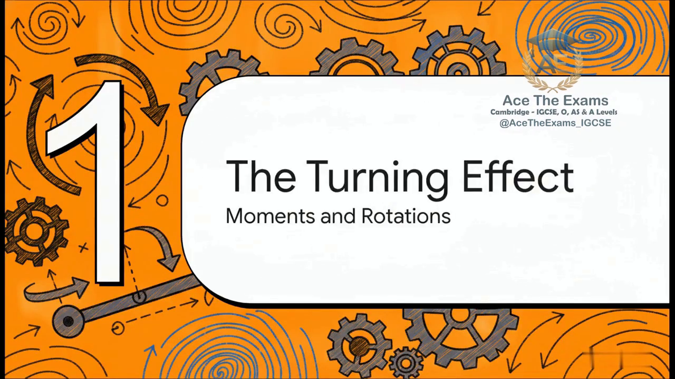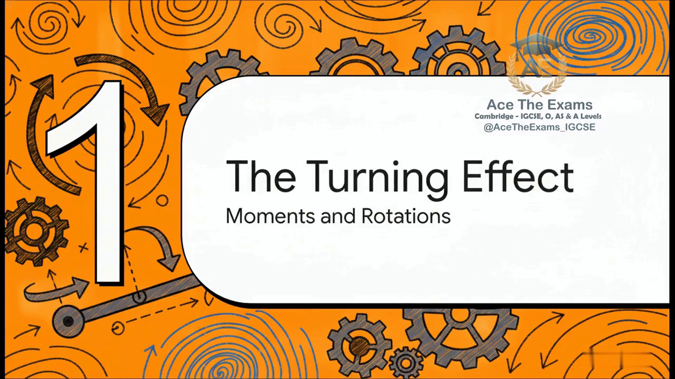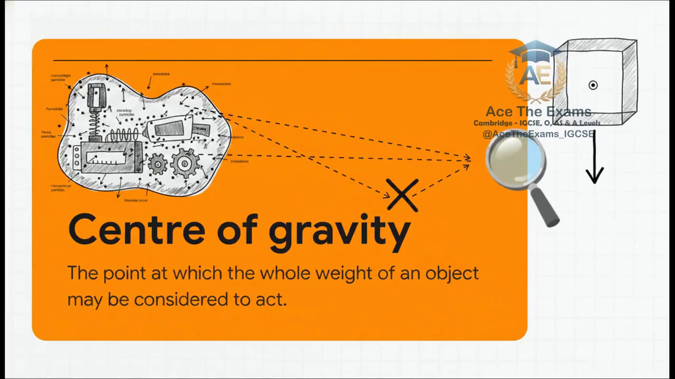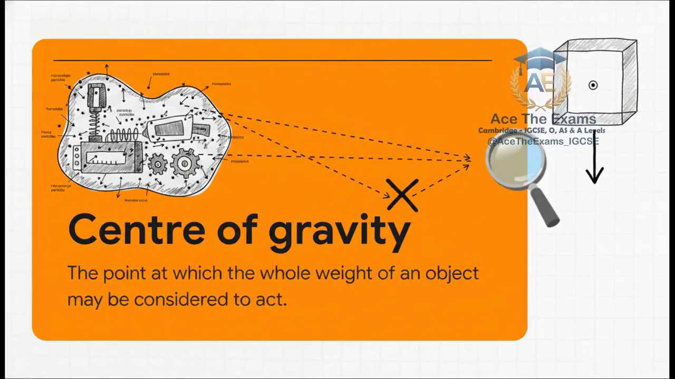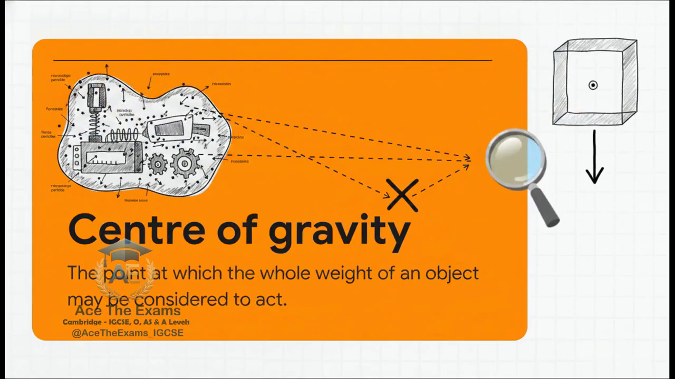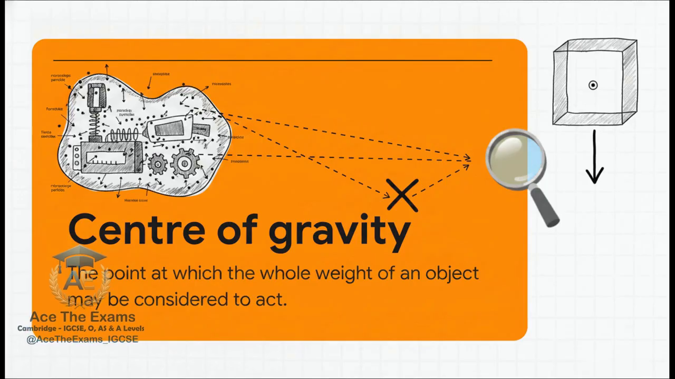Section 1, the turning effect. Okay, let's dive right into this and look at how forces actually make things spin. Now, before we can even talk about turning an object, we have to know where its weight is actually located. And, in reality, the weight of any object is spread out across billions and billions of microscopic particles. But trying to map that out mathematically, total nightmare.